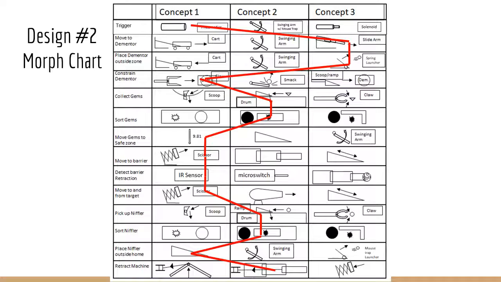You can see the morph chart path for our second design concept. It uses a pneumatic piston and a sliding arm to reach the center, a spring launcher and a claw to grapple in the Dementor, a wedge mechanism and a sorting track, and gravity to collect, sort, and drop the gems. It does the same mechanism for the nifflers. For Grindelwald, it uses a scissor arm with an IR sensor mounted on it to move to the center, deposit Grindelwald, and egress. Finally, the entire machine uses a motor with scissor arms to egress the machine.